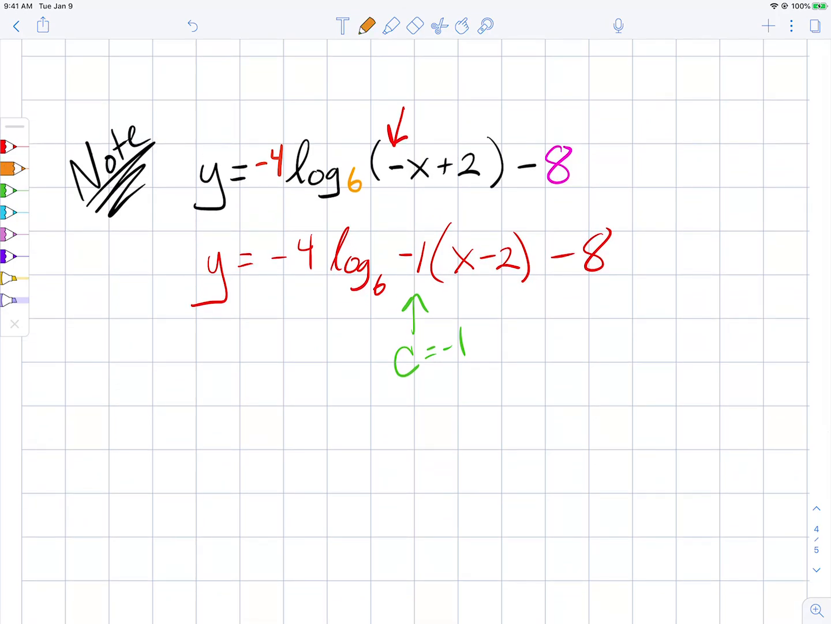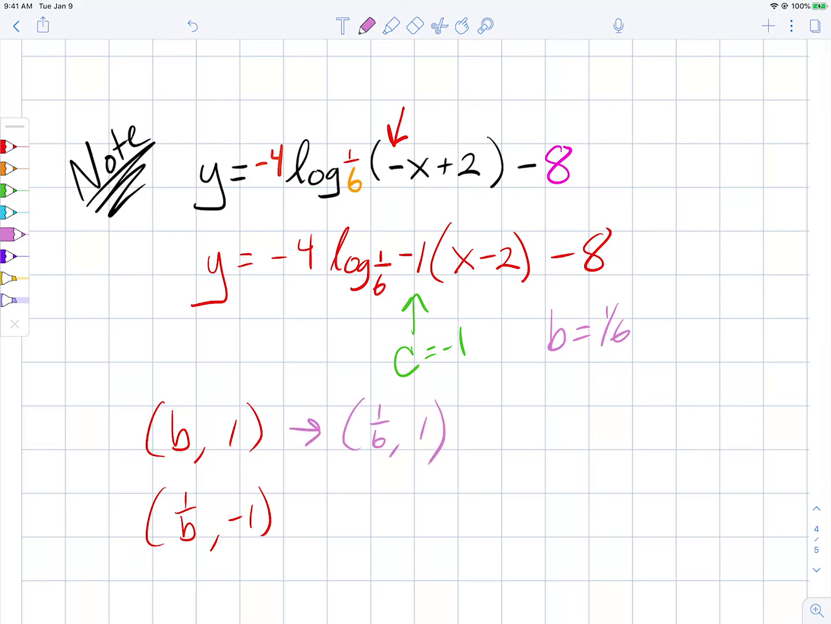And one other thing, let's just say that the base was actually 1/6. When you're coming up with your points of b, comma, 1 and 1 over b, comma, negative 1, well, if b was 1/6, this first one would be 1/6, comma, 1. But if you already have b in a fraction, this 1 over b basically unfractions that, making it 6, comma, negative 1.